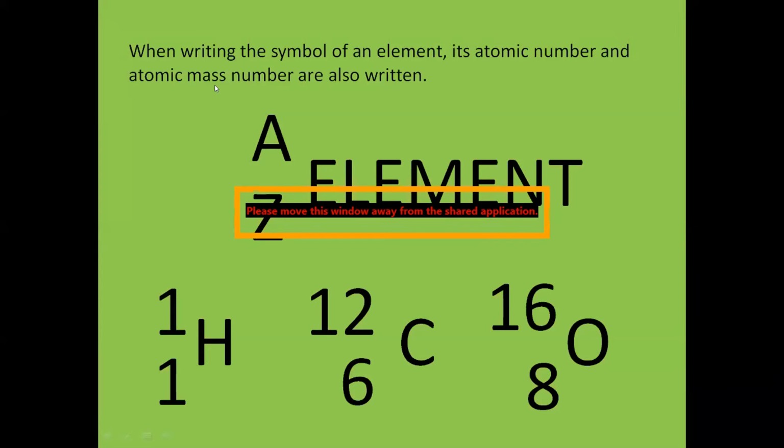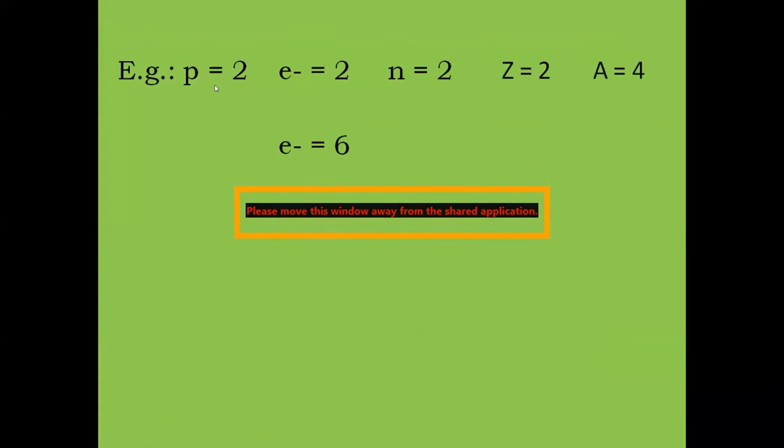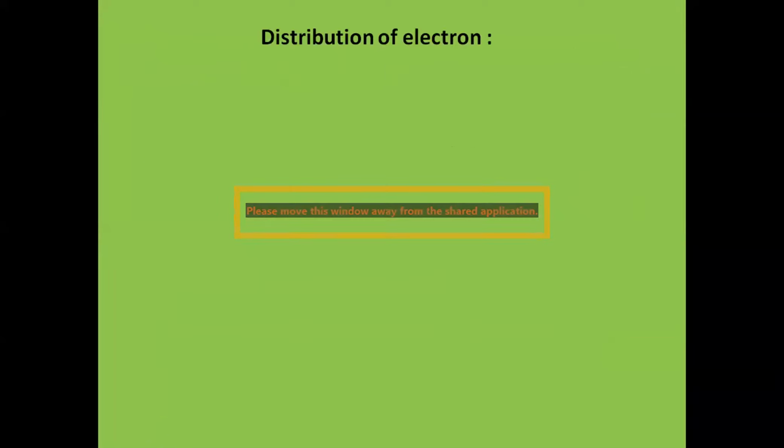We spoke about the conventional symbol, and we also understood how to calculate the number of protons and number of electrons. Now we are going to understand how the electrons are being distributed. The next topic which we are going to learn today is distribution of electrons. This is very important and a little more attention I'll be requiring from all of you.